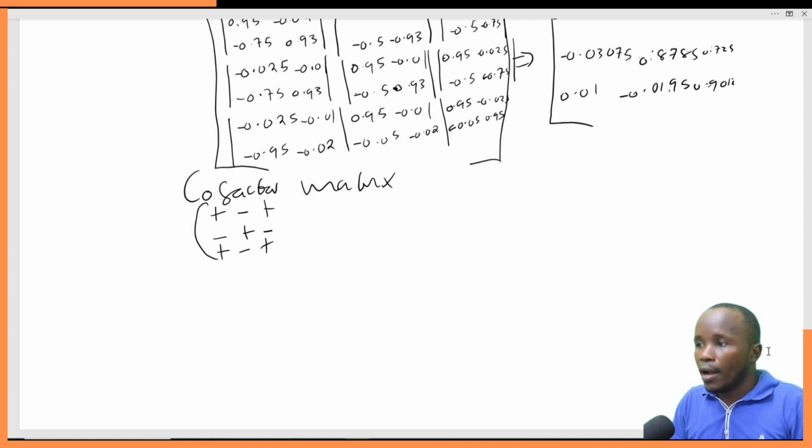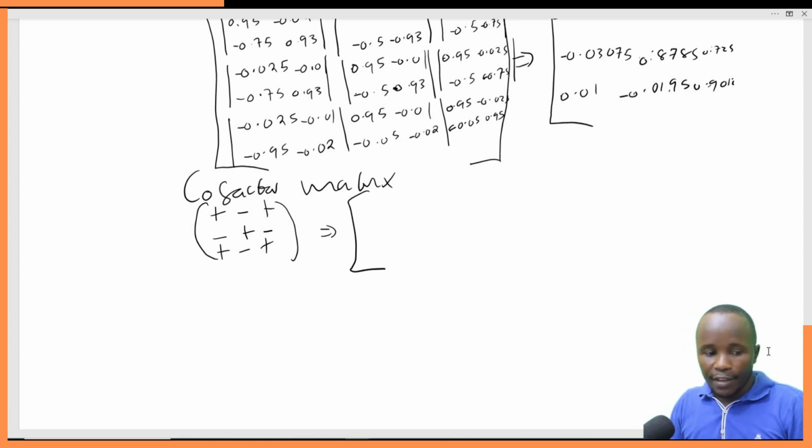So our minor matrix should change with this. It therefore means the first one being 0.8685 will remain the same. Then the second one I introduce negative, but the determinant there of the minor matrix is already negative. So what do we do? Negative times negative gives me positive.